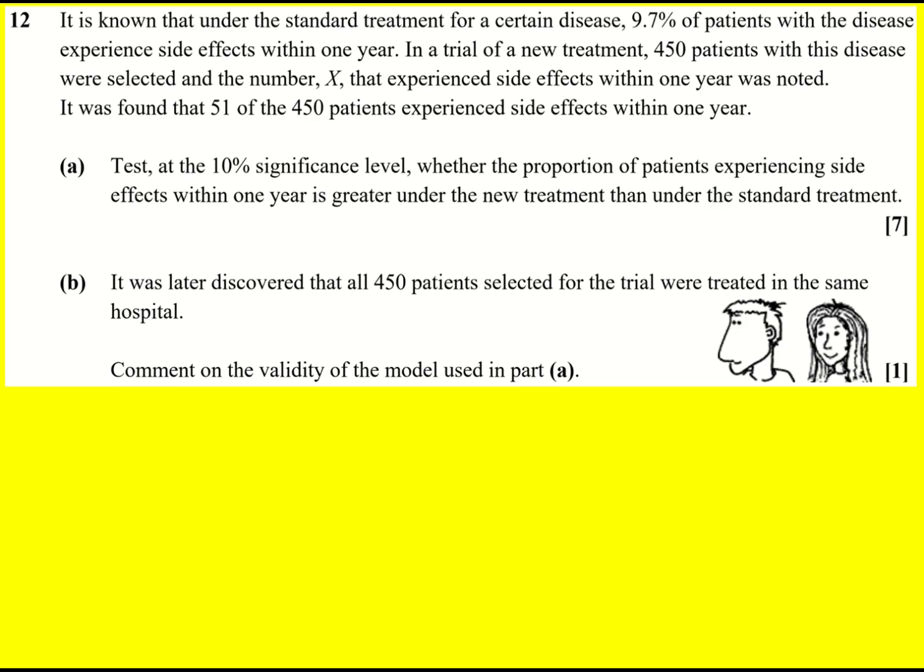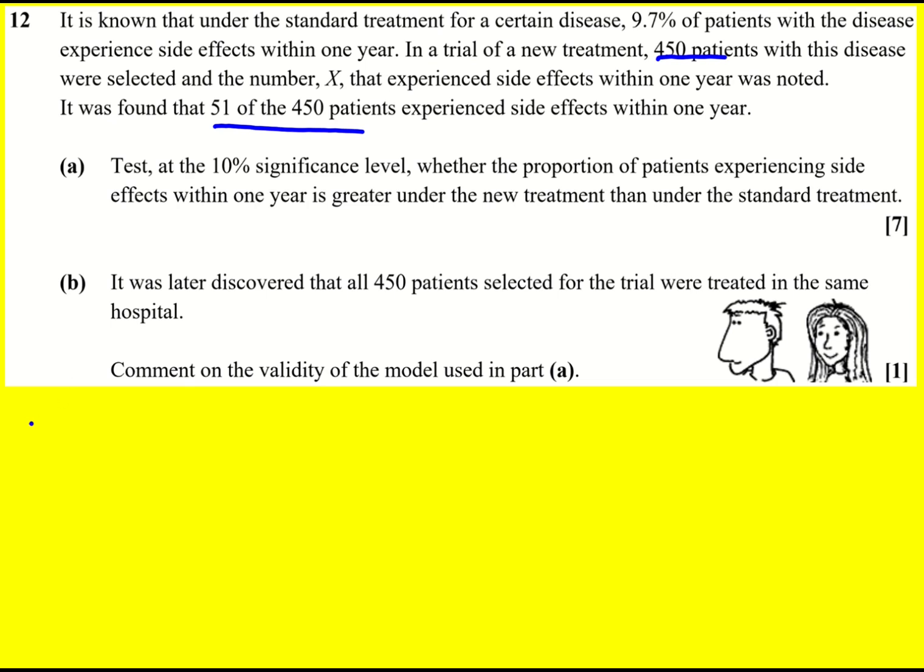It's known that under the standard treatment for a certain disease, 9.7% of patients with the disease experience side effects within 1 year. In a trial with a new treatment, 450 patients with this disease were selected, and the number X that experienced side effects within 1 year was noted. And it was found that 51 of the 450 experienced side effects.